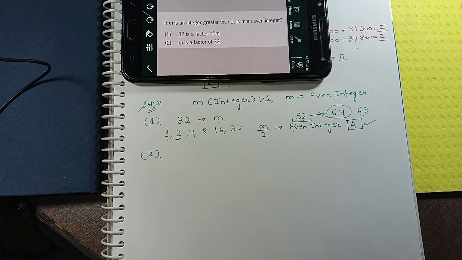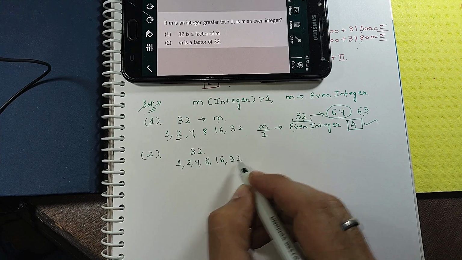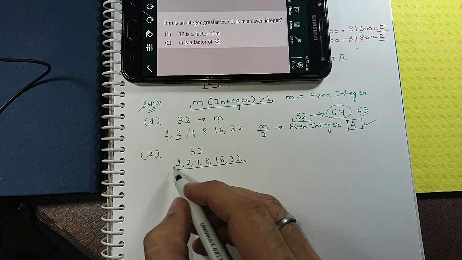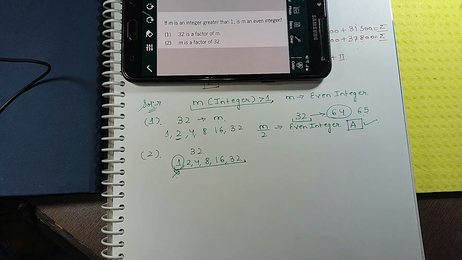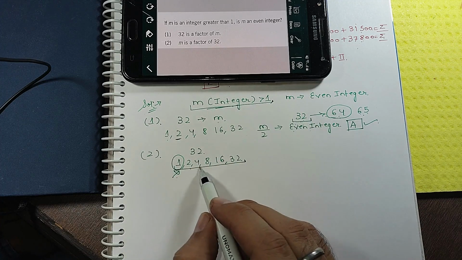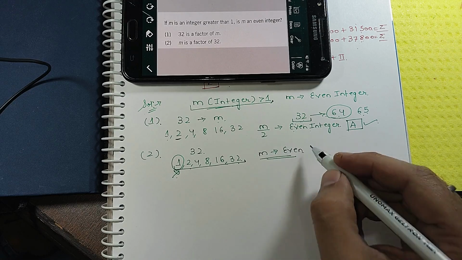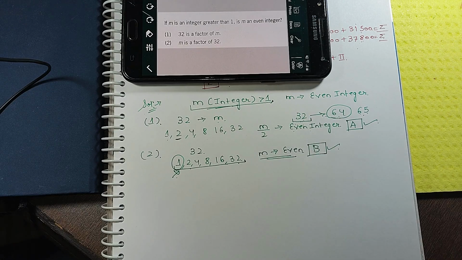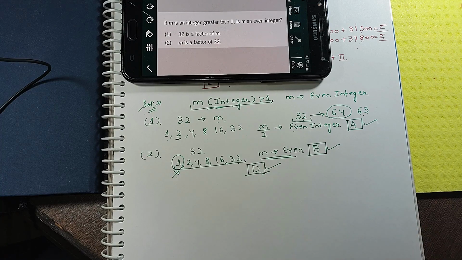Now moving to statement 2. Statement 2 says that m is a factor of 32. So that means m is one of the factors of 32. So these are the factors of 32. But here one condition has been given that m is greater than 1. So we can't have the value 1, because this is the only odd factor of 32. So m can't have this value. This has been given in the main statement. All other factors, you see, are even. So we can precisely say that m is even. So statement B is also sufficient to answer this question. And both the statements are individually sufficient, so we mark option D for this question, that both the statements are sufficient to answer the question.